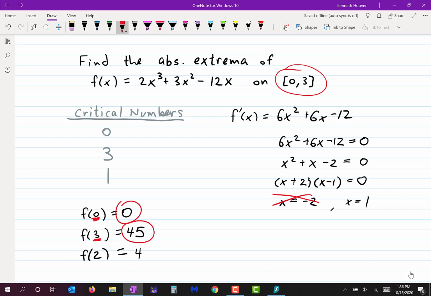Okay, so pretty straightforward, not a lot to it. For the relative maxima and minima, if there are any, we're going to find that in the next lecture. Okay.